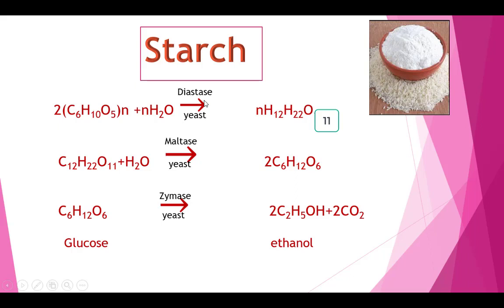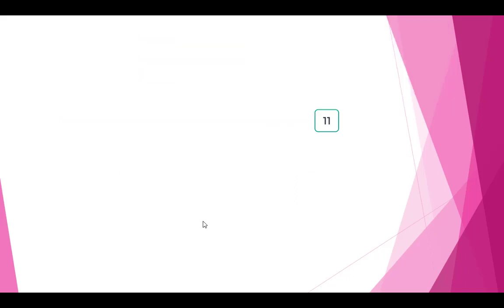Very first step, diastase enzyme is required. In the second step, maltase enzyme is required, and in the third step, zymase enzyme is required to convert glucose into ethanol and carbon dioxide. This is all about fermentation and the preparation of ethanol from molasses and from starch. These are the chemical reactions involved for this conversion.